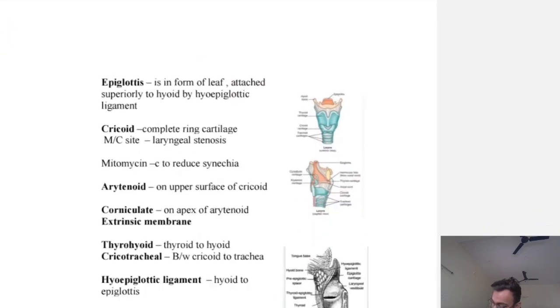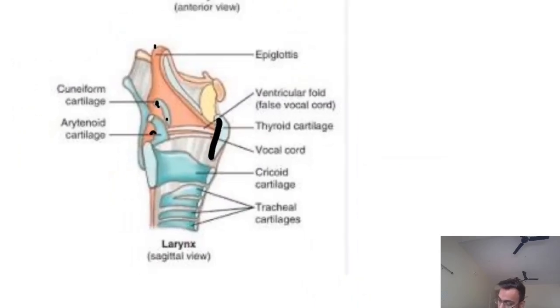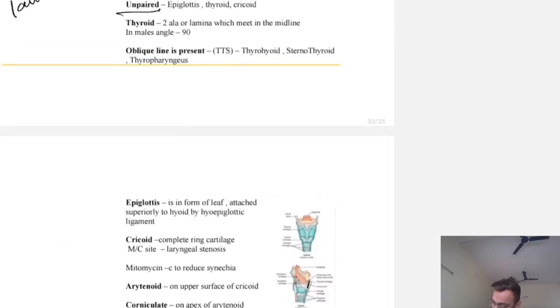corniculate and cuneiform. So you can see this is epiglottis. Now this is arytenoid cartilage, this is cuneiform cartilage. Okay, this is cricoid, this is tracheal rings. Okay, so this is thyroid cartilage. You can see this is epiglottis, cuneiform, arytenoid. Okay, so these are the paired cartilage.